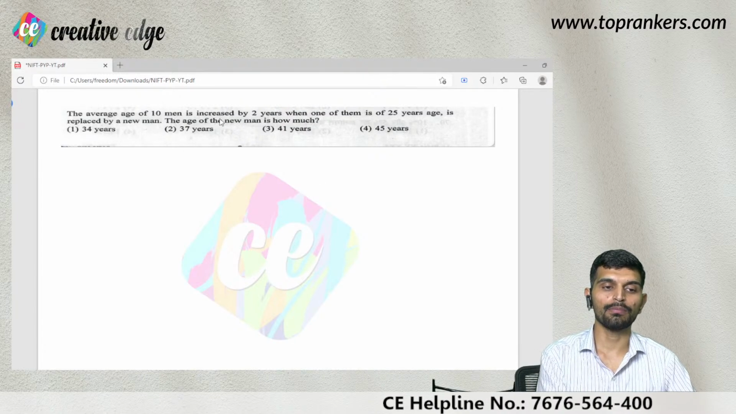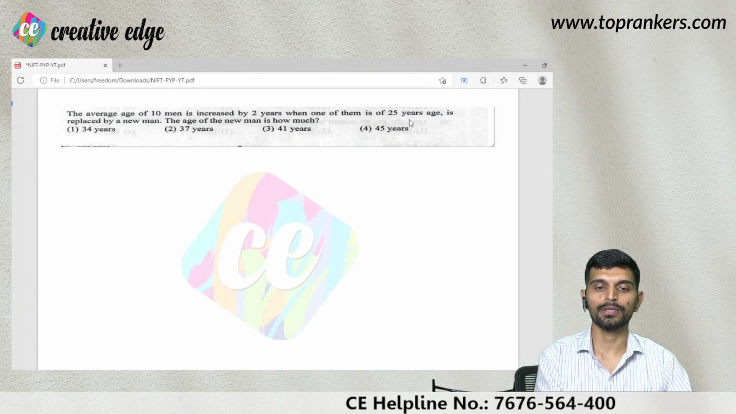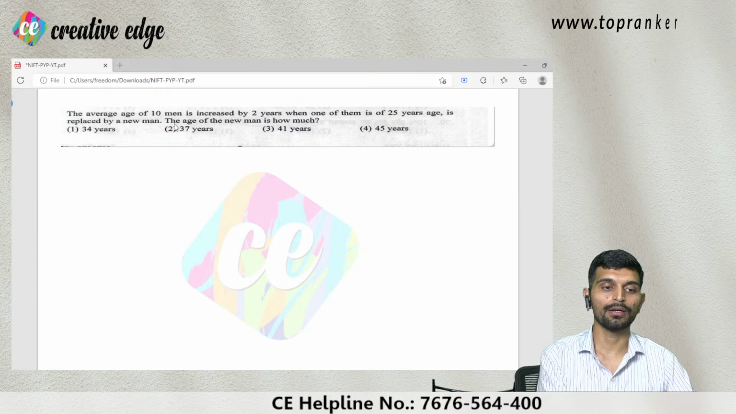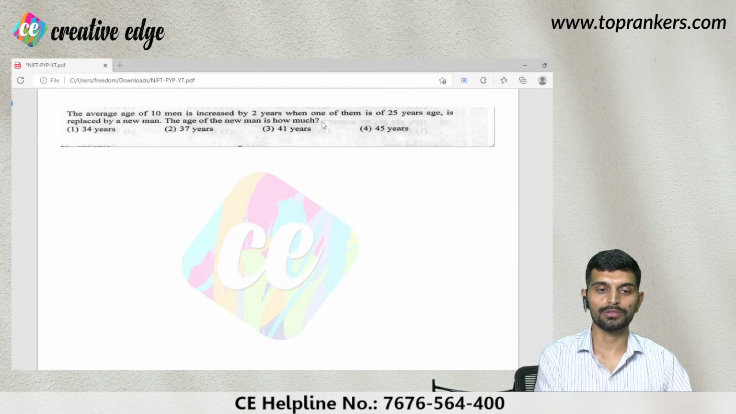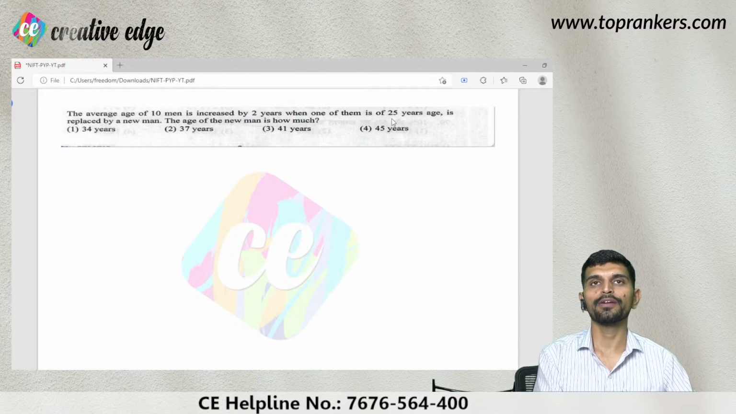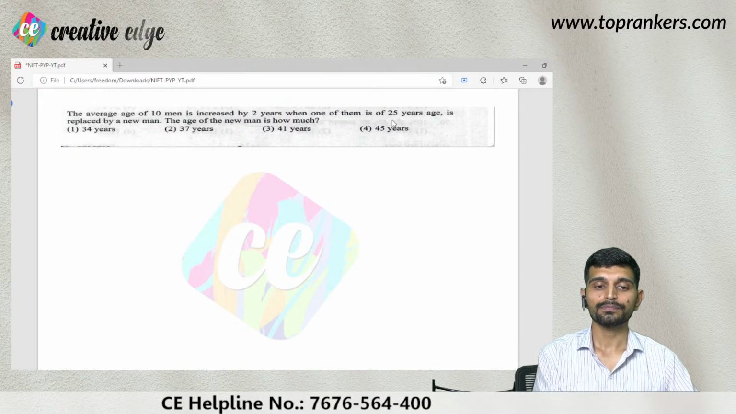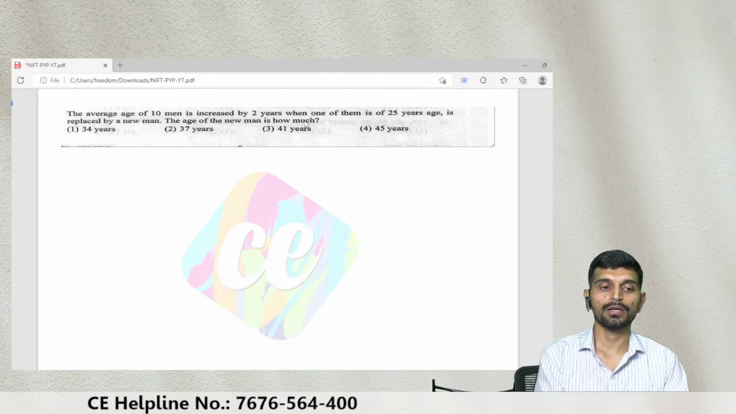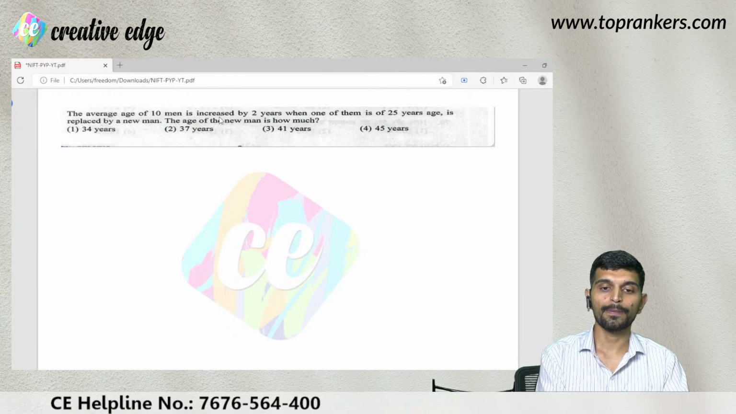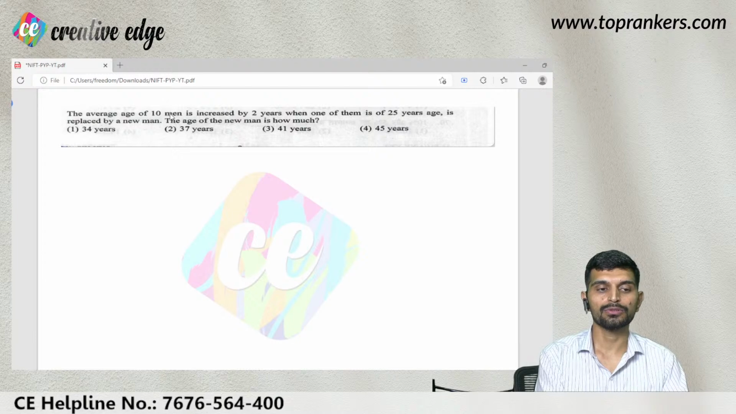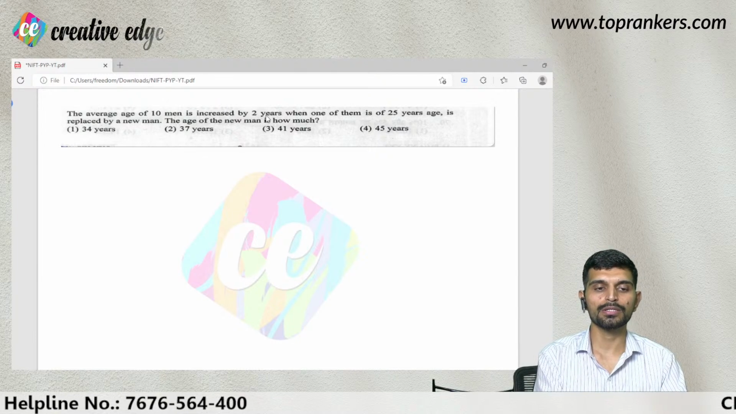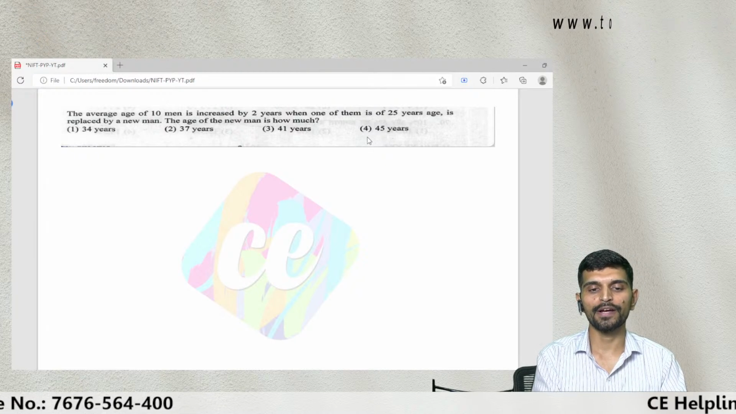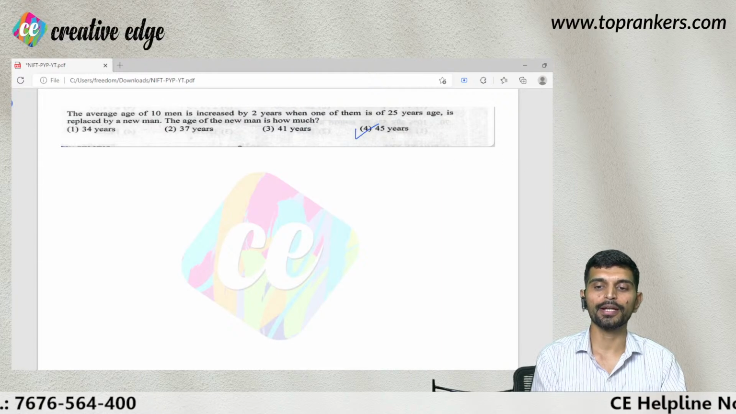The average age of 10 men is increased by 2 years when one of them, who is 25 years of age, is replaced by a new man. The age of the new man is how much? Say if the age of the new man was also 25, then the average age of the group would have remained the same, right? But if he replaces the man, there are still 10 men, but the average is increased by 2 years. So 10 into 2, 20, and 25 is the original value. So 25 plus 20, 45 should be the right answer.